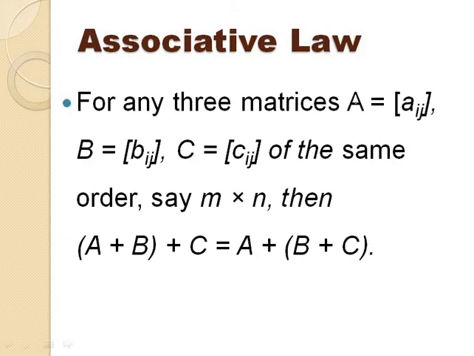Associative law says that if three matrices A, B and C are there, of course all three should be of the same order, because until all the matrices are of the same order, we cannot add them. So if you first add two matrices and then add the result to the third, in any order, that means if you add A plus B and then C, or first add B plus C and then add to A, the result is the same, no matter which two you add first.